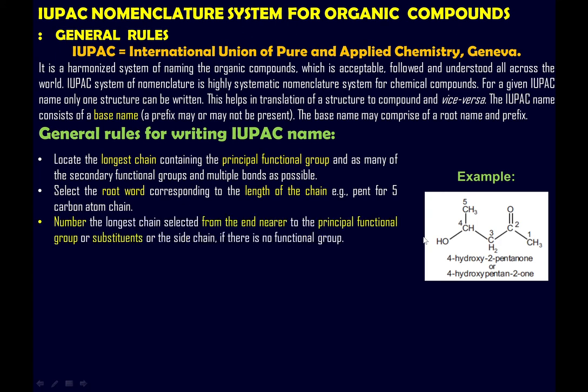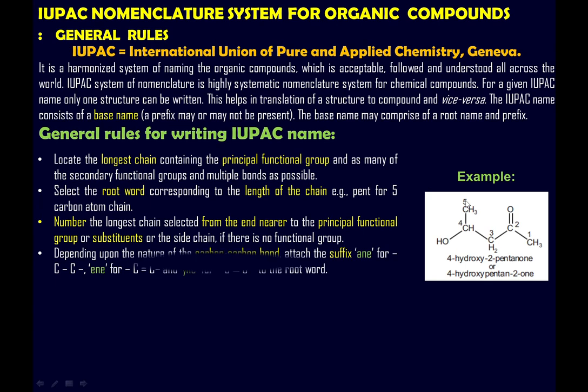Number the longest chain selected from the end nearer to the principal functional group or substituents or the side chain if there is no functional group. So we have two options. We can either start numbering from here, or we can start numbering from the right hand to left hand side. But as the rule says, from the end nearer the principal functional group, so we have to number 1, 2, 3, 4, 5. Depending on the nature of the carbon-carbon bond, you can add the suffix "-ane", "-ene", or "-yne". Now we don't have any carbon-carbon double bond, so we are fine with "-ane". So this is a pentane derivative and not a pentene or pentyne derivative.